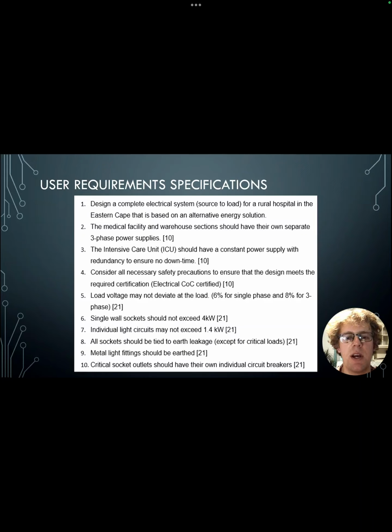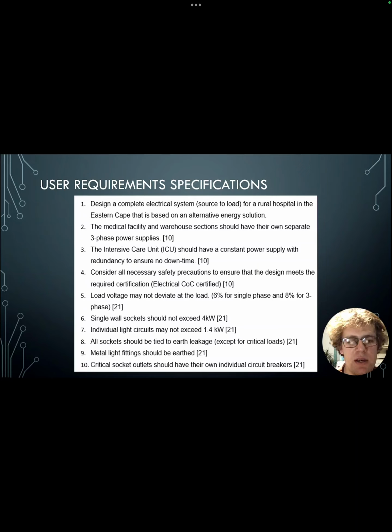The user requirement specifications of the project. So these specifications were basically compiled from the requirements provided by UNISA, by the EAL3601 module content, and also considerations were made just towards the practical requirement of the project and what needed to be done. There are 10 user requirement specifications, and there are further details on them in the report. So, design a complete electrical system source to load for a rural hospital in the Eastern Cape that is based on an alternative energy solution. So the project must use some form of alternative energy.